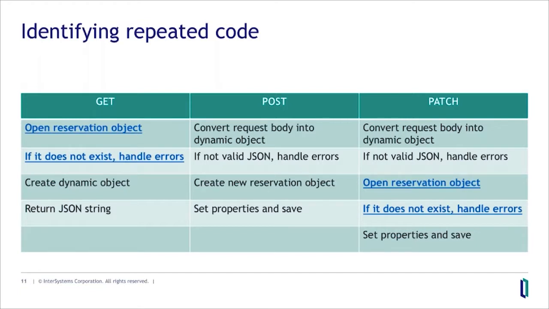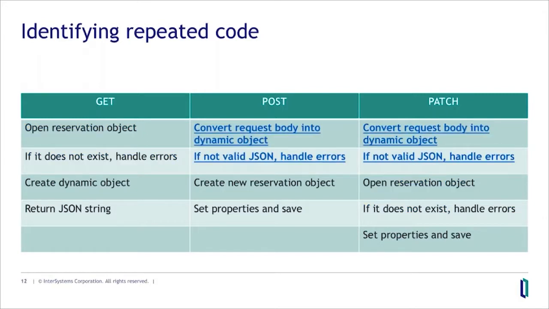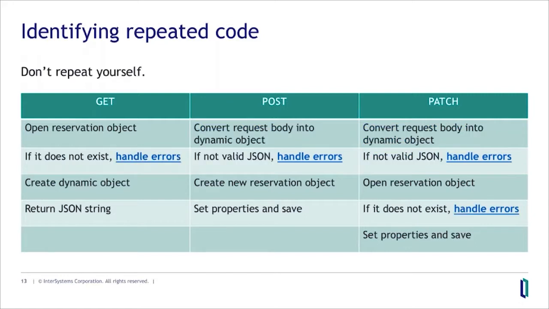So in 2 out of these 3 cases, we're opening a reservation object based on some ID. But if it doesn't exist, we want to let the user know about that. In 2 out of these 3, we're grabbing request body information, hoping it's JSON. If not, we want to return some error to let the user know that their request was bad. To that point, we handle a lot of errors in different parts of the application.